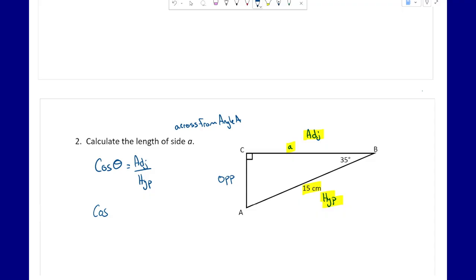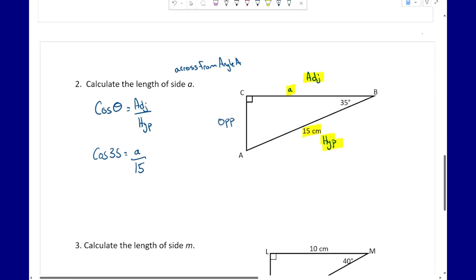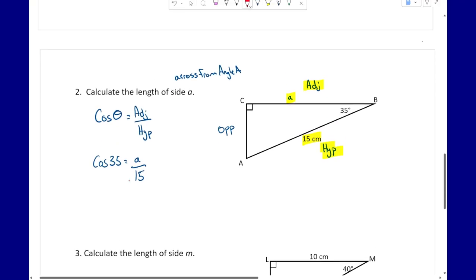I'm going to fill in my information. So cosine 35 is equal to adjacent A over 15. Again, another similar scenario, missing pieces on top. So we bring the bottom up and we multiply. So 15 times cosine 35 is equal to A.